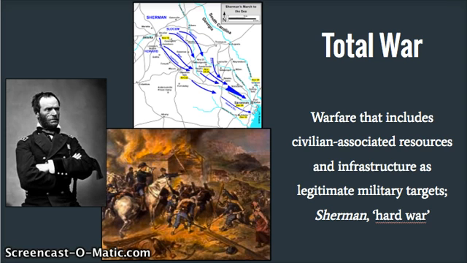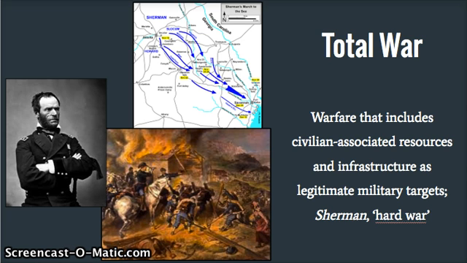The last term we'll be looking at is total war. Total war is a methodology of warfare which does not discriminate between military and civilian targets, but treats them equally. This includes the destruction of roads, railroads, homes, farms, crops, and etc. General William Tecumseh Sherman of the Union Army referred to it as hard war, and his march to the sea in 1864 exemplifies it precisely.